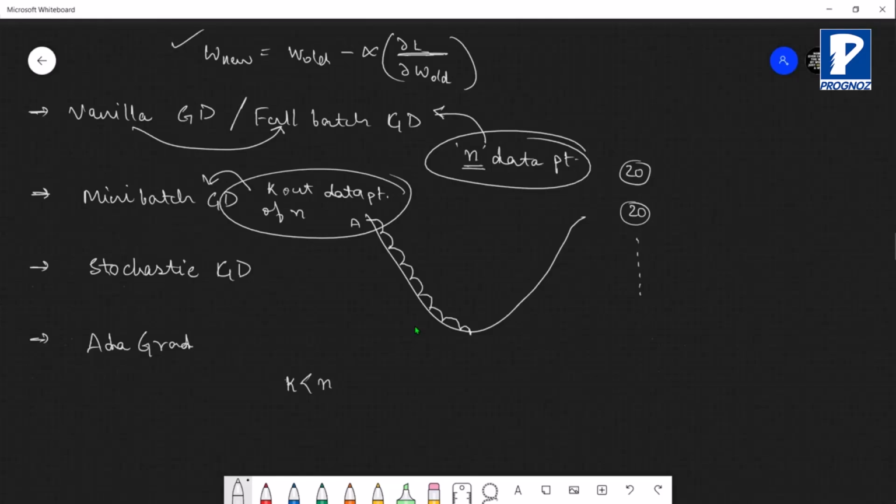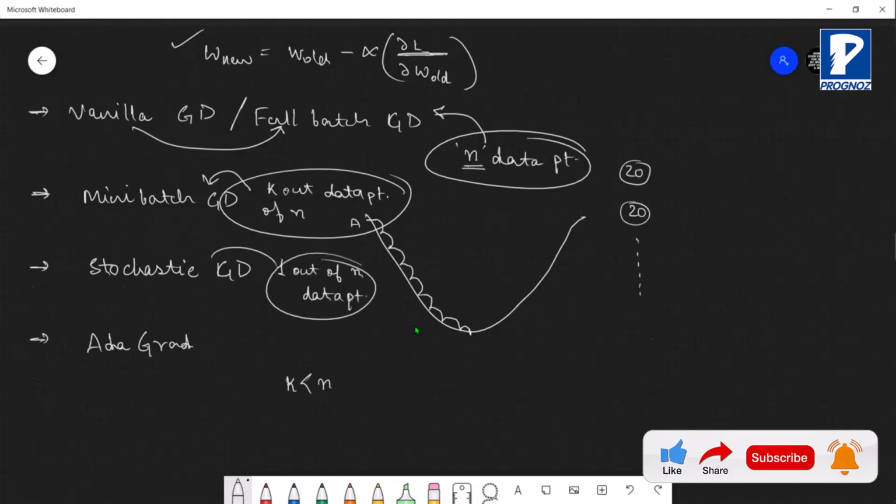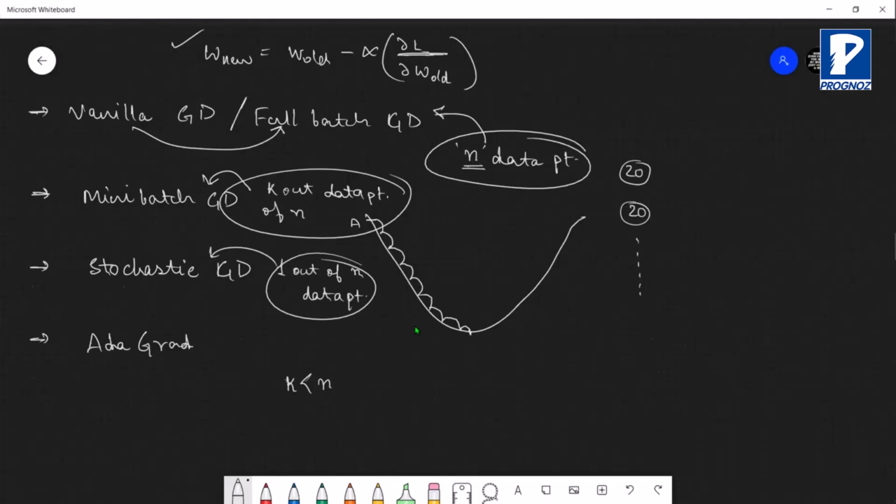And what about stochastic? In stochastic you will only choose one data point at a time. So one out of n data points will be chosen at a time in case of stochastic gradient descent. Again, here everything else will be the same. Loss component is going to be calculated. Weight updation is going to take place using partial derivatives, and finally, the output that you are going to get will have a lower value of error. That is what you can understand.